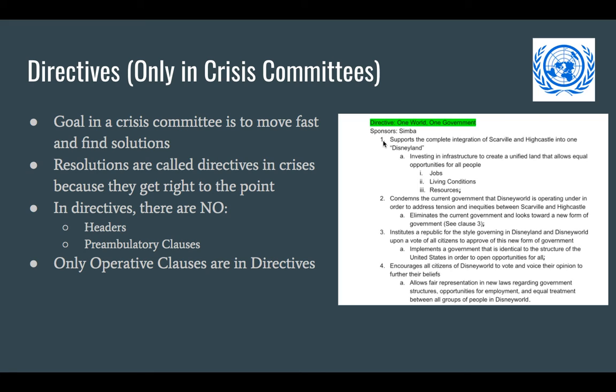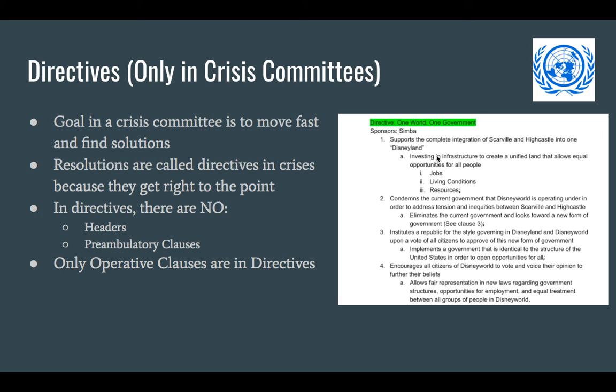The reason for this is having preambulatory clauses and an elaborate header takes away from getting through the events of a crisis committee. And really the main focus should only be in the operative clauses. So you do need some sort of header, but it's not the header we know from the resolutions, just the directive name and the sponsors and signatories. So only operative clauses, as I mentioned, need to be the strong point.